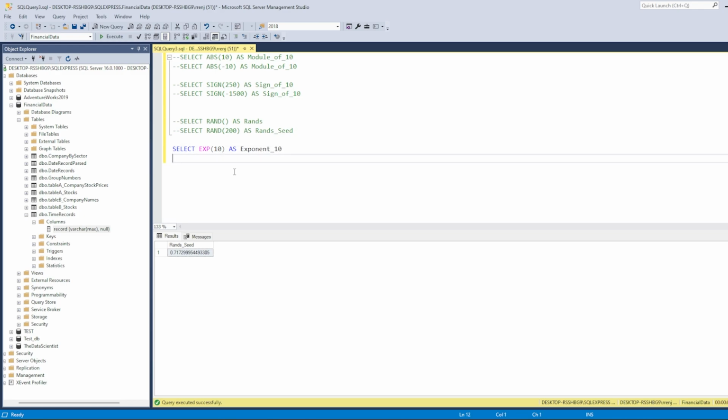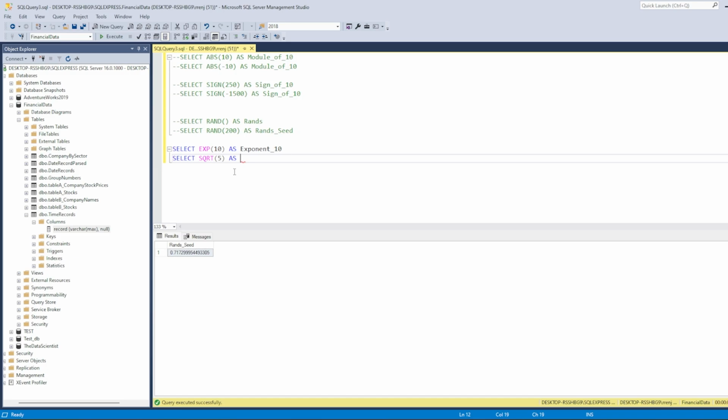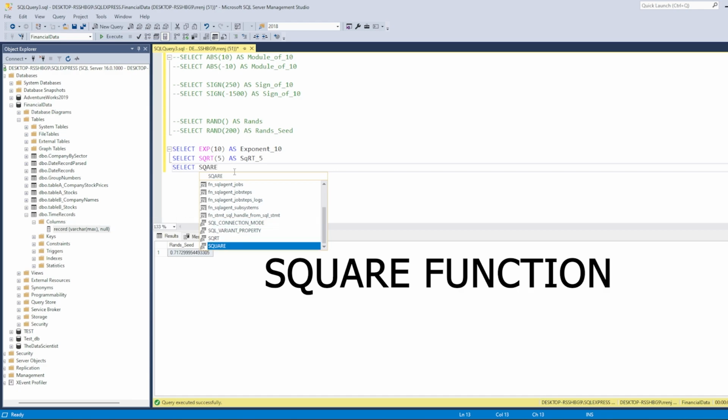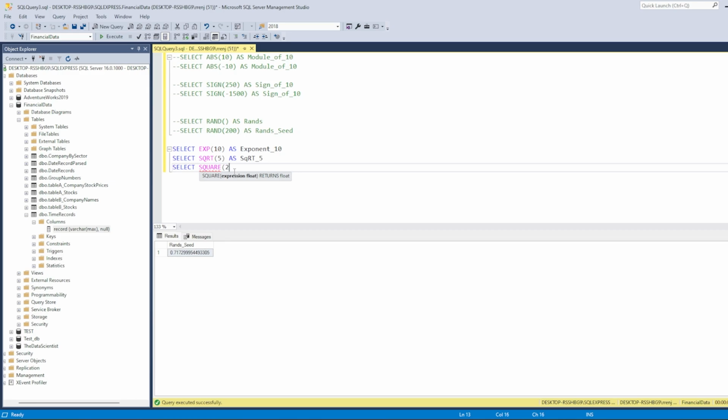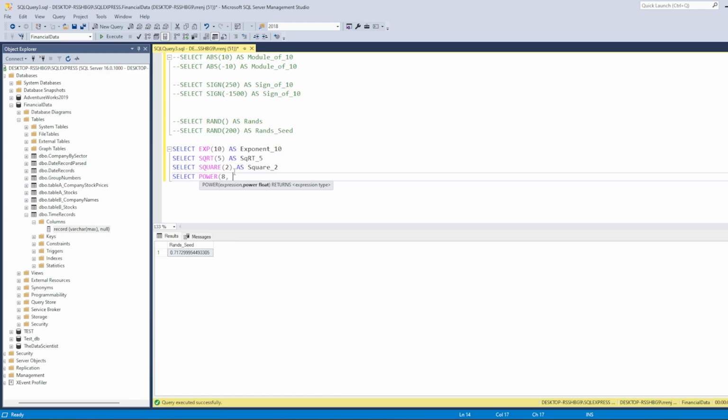Then let me just write down some more functions. Then we have square root, select sqrt of, let's say, 5, as sqrt of 5. Then we have square, square of 2, as square of 2. I will run all these together, and then we have power. So let's say power, and then we are passing an expression which is, let's say, 8, and I'm passing the power as 0.5, as power of 8.